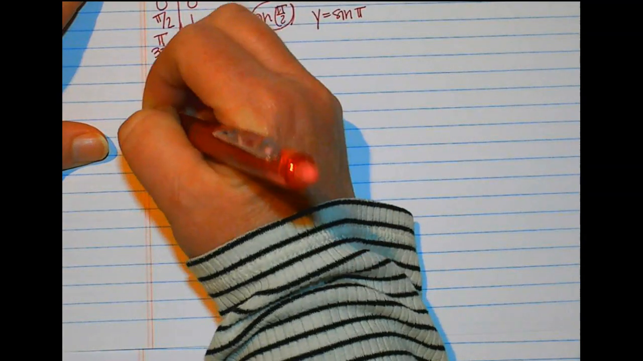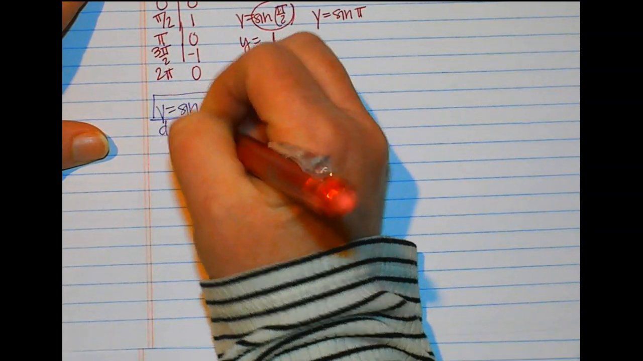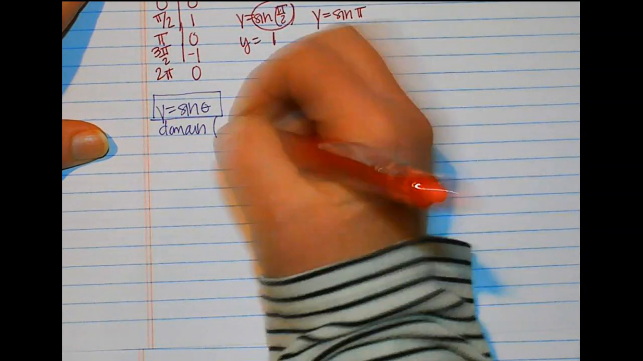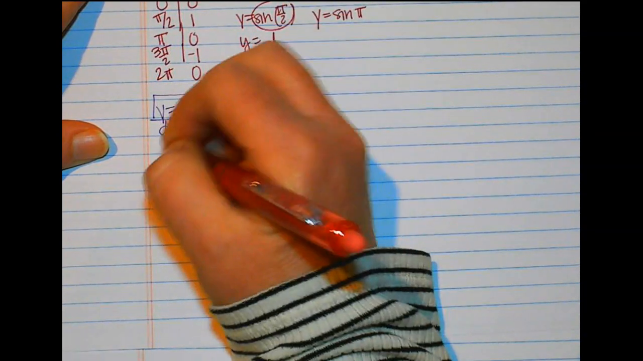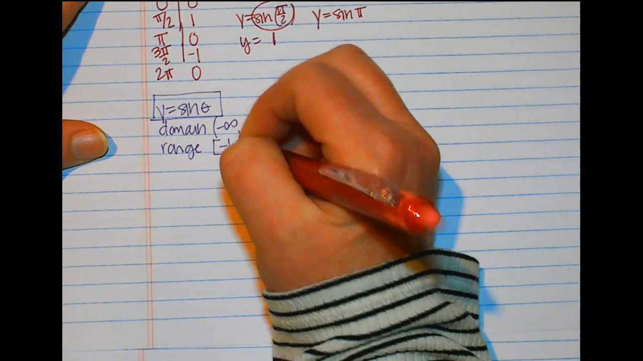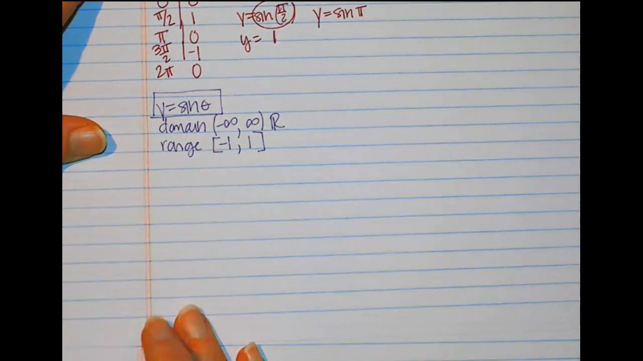Repetition is good, right? So, domain, again, what's that? All real numbers. Range. And I've got hard brackets here because it does go to -1 and it does go to +1.